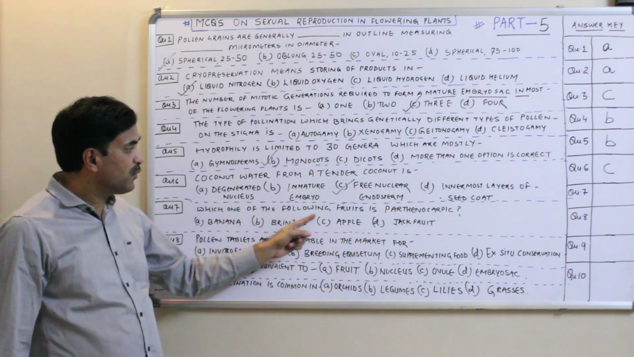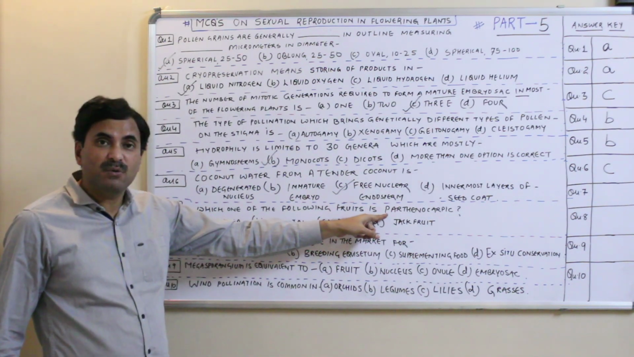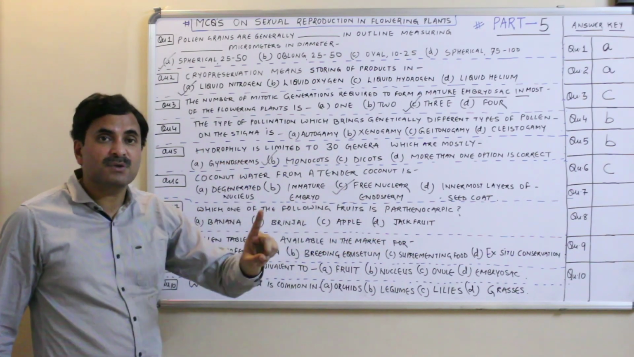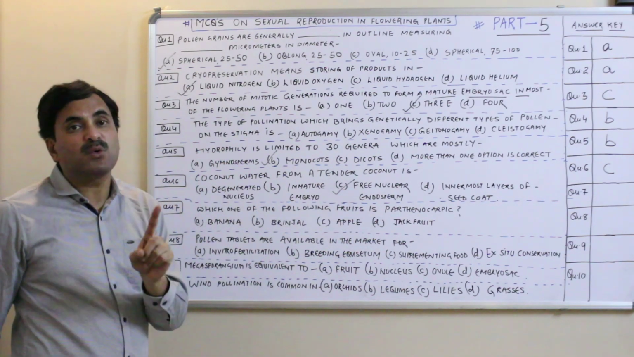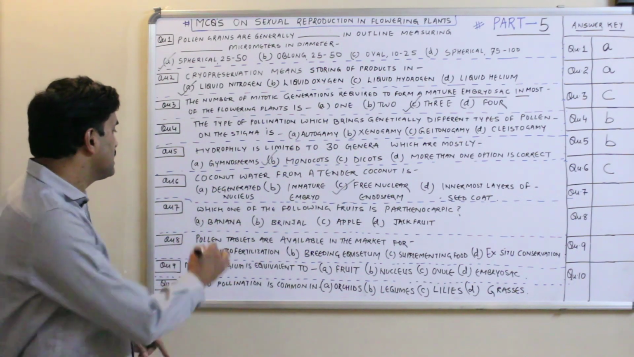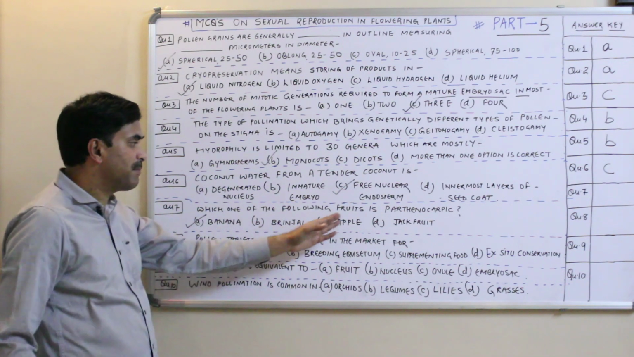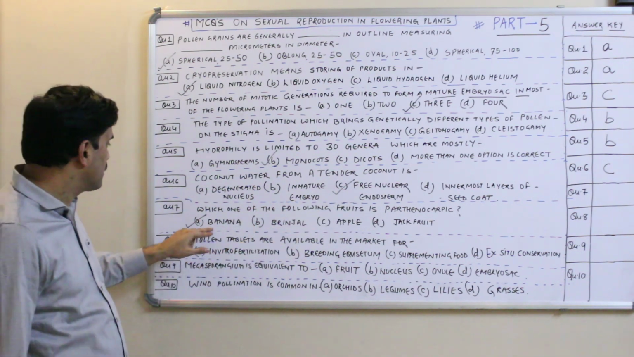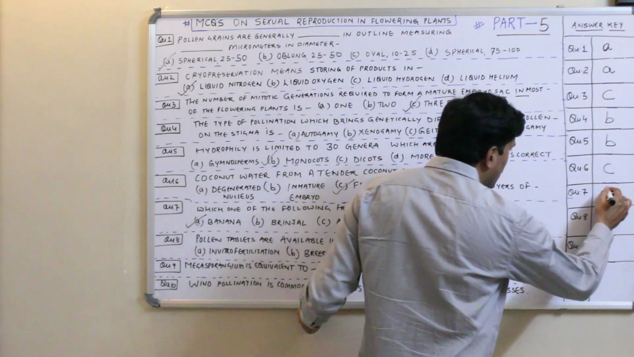7th, which one of the following fruits is parthenocarpic? You know what a parthenocarpic fruit is? Parthenocarpic fruits are the fruits which are developed without fertilization. So banana is a very good example. Brinjal, apple, jackfruit, no. Banana is a very good example of a parthenocarpic fruit. Question number 7 has the answer A.